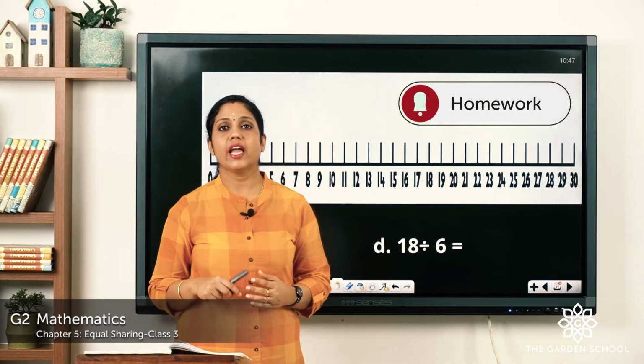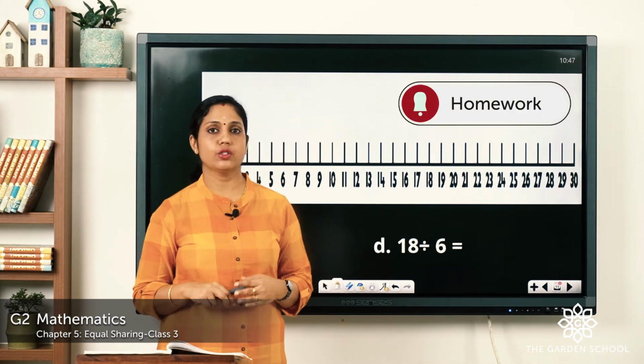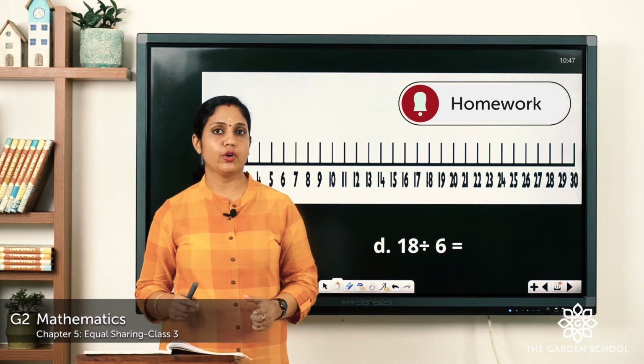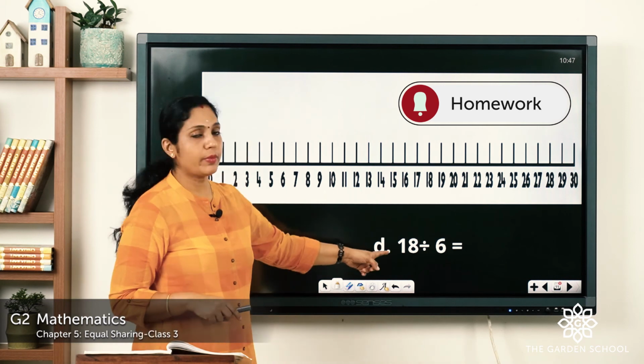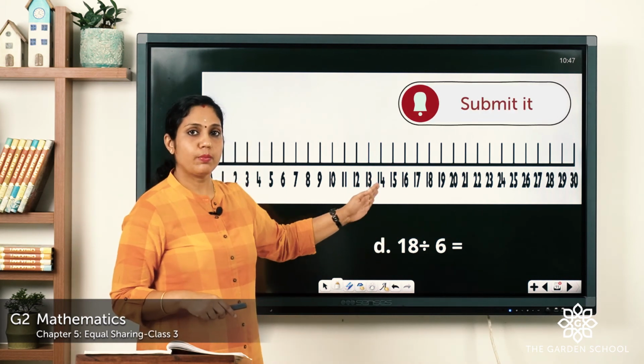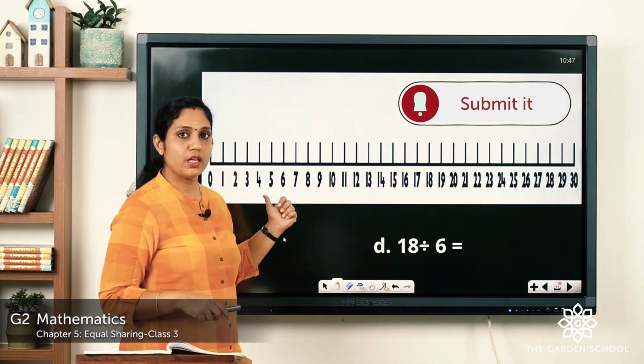Next question is 18 divided by 6. So you can write down the question, draw a number line, and you can do as what was shown here. So start from 18 and move 6 numbers backwards till you reach the number 0.